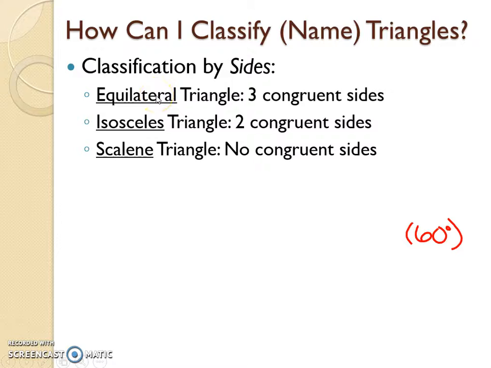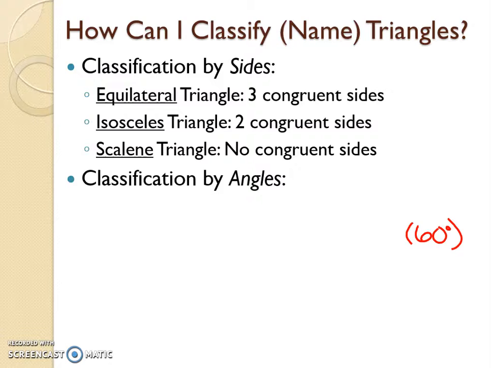Equilateral, all three congruent sides. Isosceles. So isosceles, look, you have two eyes, so that's how I remember two congruent sides. And scalene is no congruent sides, means all three sides are different lengths.